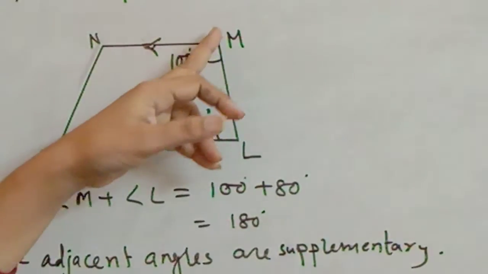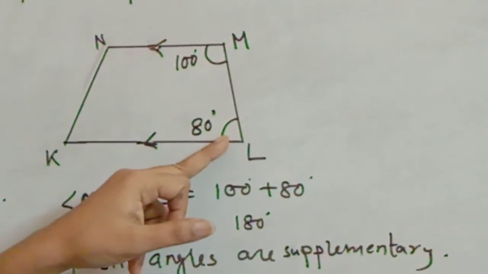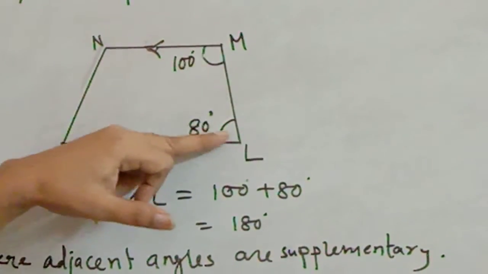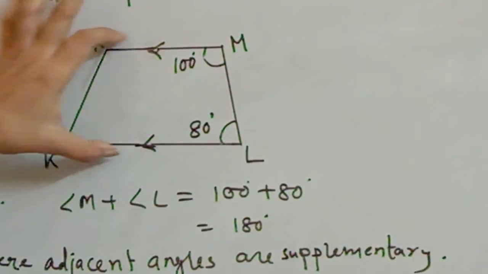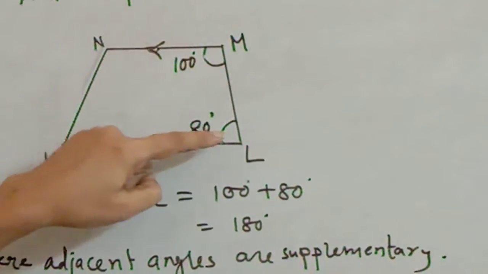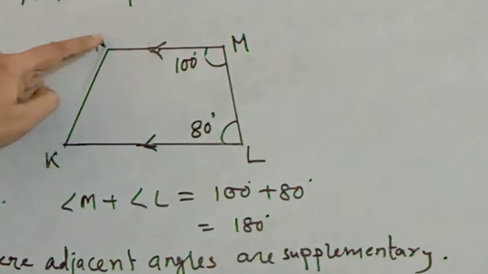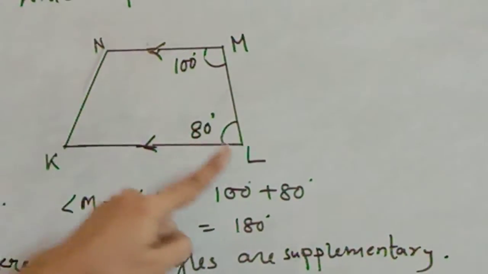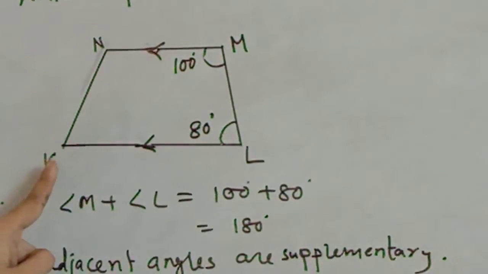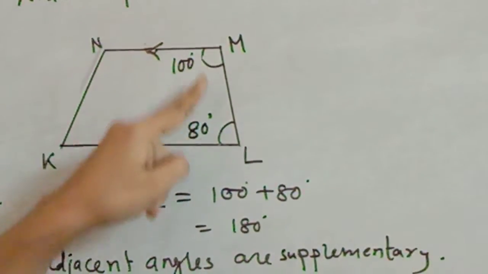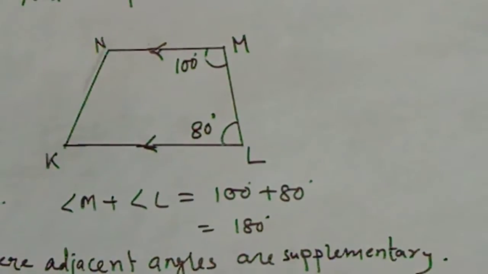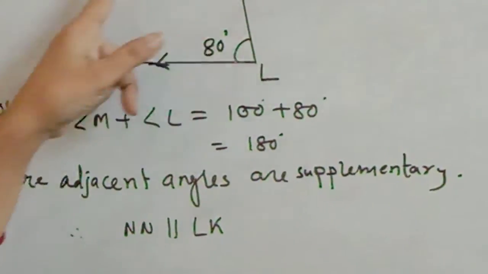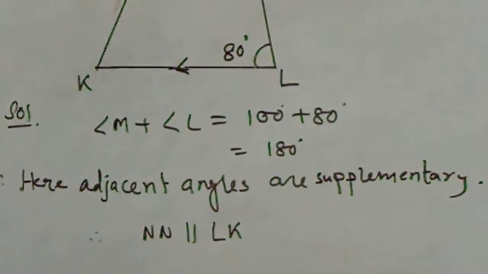We have seen that these two angles are supplementary, and their position is that of interior angles on the same side of the two lines. Interior angles are supplementary. Therefore, the lines must be parallel. You know that line MN must be parallel to LK. That's why, since these adjacent angles are supplementary, we can easily say that MN is parallel to LK.